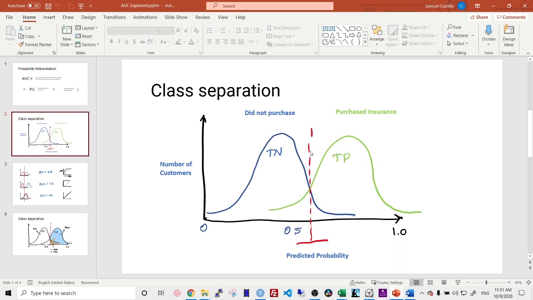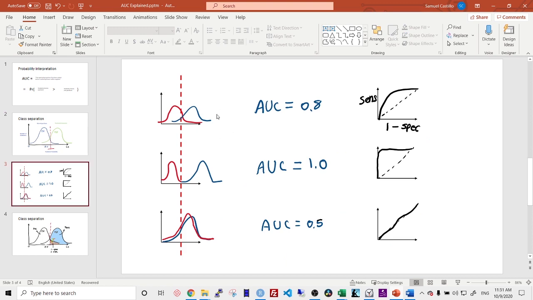Then you create a cutoff value, which is between 0 and 1. And if a person is above this cutoff value, you say that they're predicted to have purchased. And if they're below the cutoff value, you say that they are not predicted to have purchased. So if you want to change your false positives or false negatives, then you change this cutoff. So there are three scenarios here for AUC.